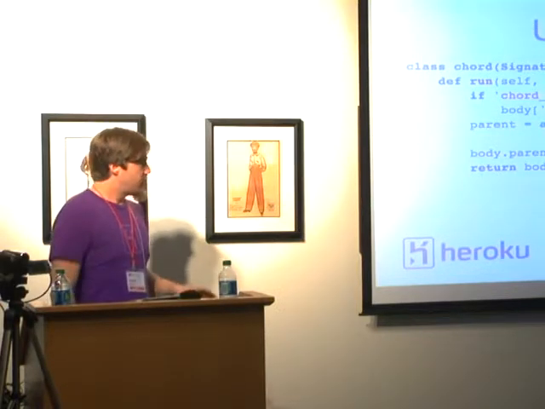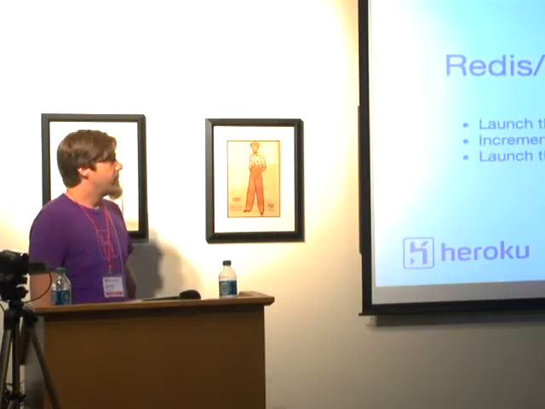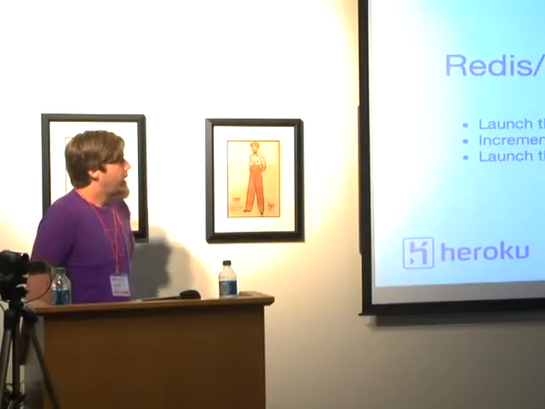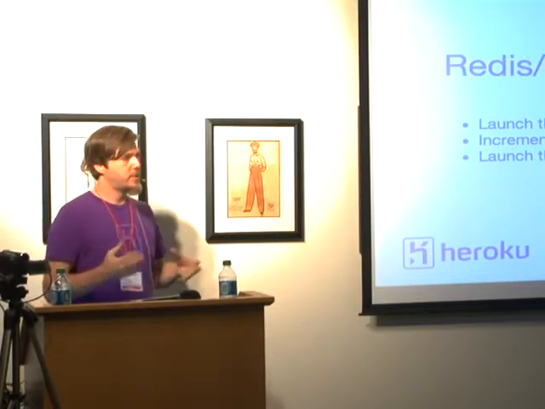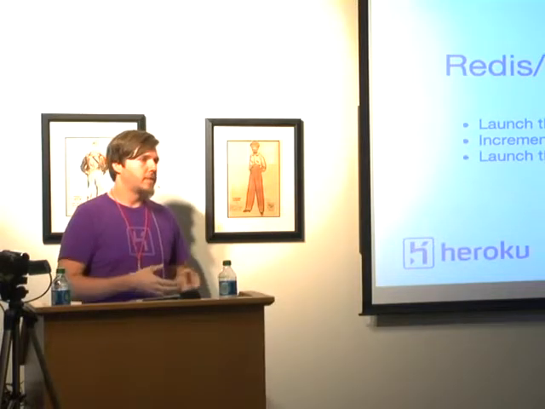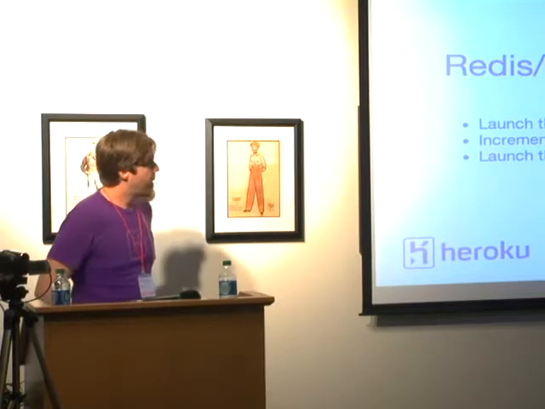So, as I said, different backends work different ways, and this is where the atomic counter comes in handy. Because with Memcache and Redis, once the header group has been executed, then anytime a member of that group succeeds, it increments a counter based on that group UUID. Remember that group ID is distinct. And then once that counter reaches the size of the chord, then it knows that it's okay to run the callback task. It can gather all the results from all the header tasks in the chord or in the group and pass those to the body callback.